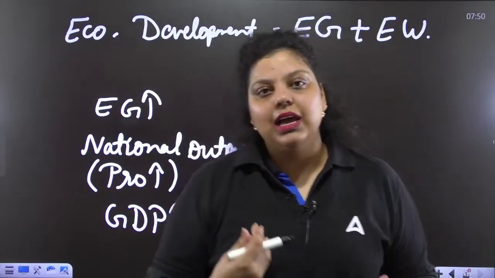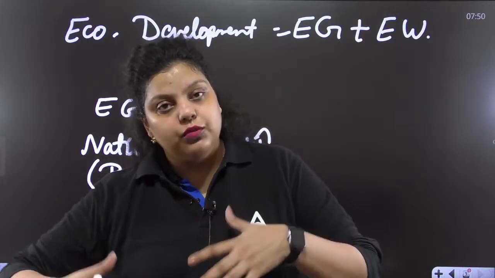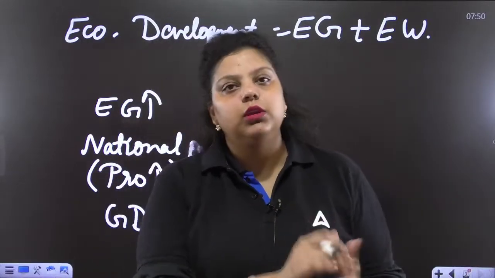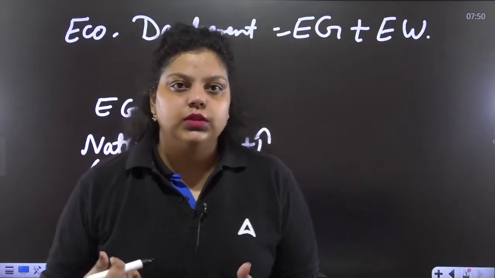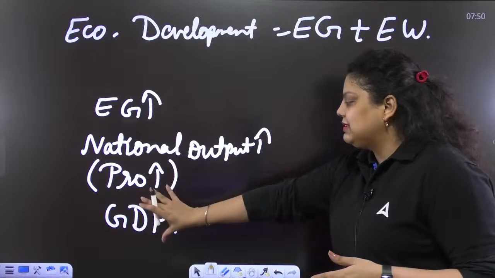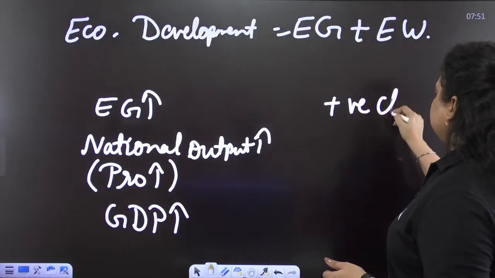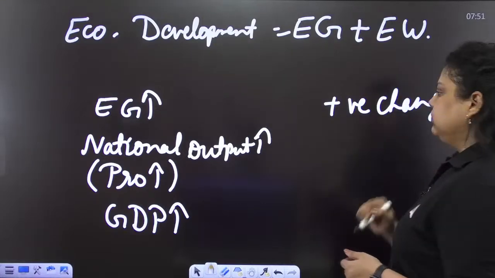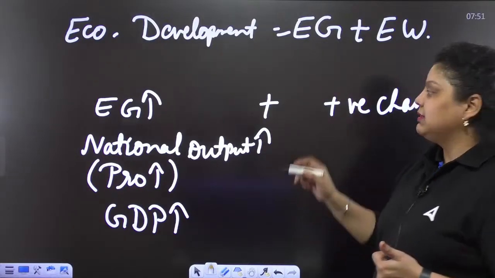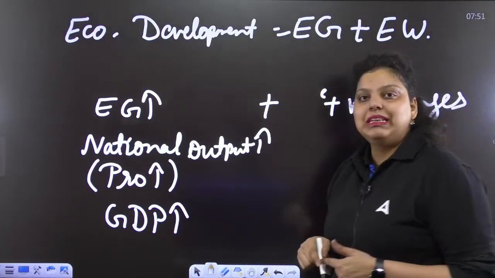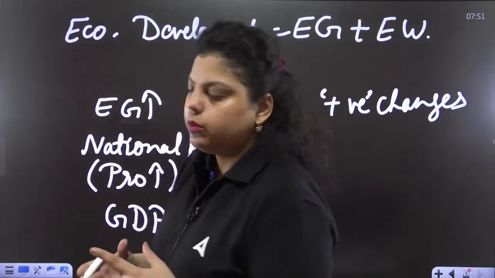Until and unless we have everything which is required to grow, we are not able to grow. And if we are not growing, it's very obvious the country will not grow. So if you want to develop any economy, you have to develop the human resource of the country. For that, after seeing the increase in the GDP, if you find positive changes in the economy because of the increase in the GDP, that will represent your economic development. Now, what kind of positive changes are we looking for here?